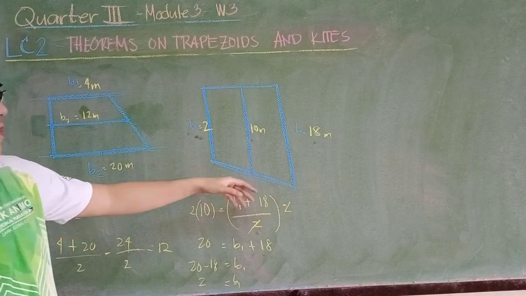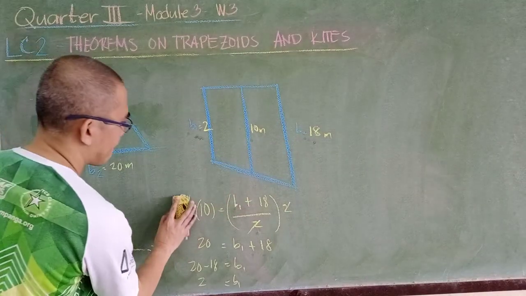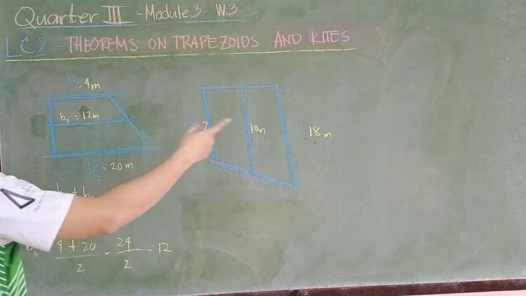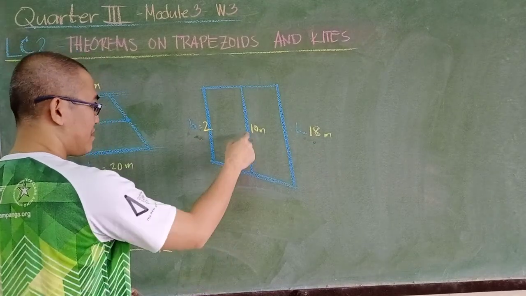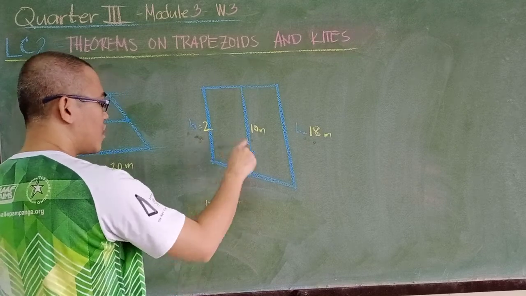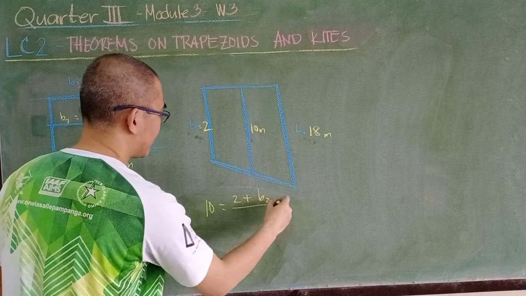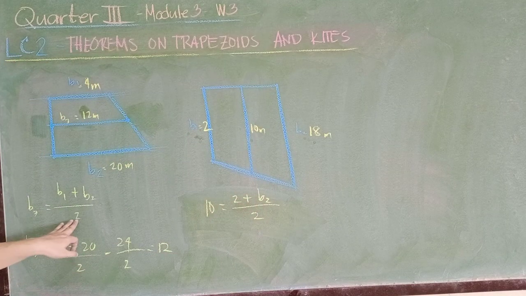Same din yung process kapag B sub 2 yung nawawala. Halimbawa, B sub 2 nawawala. Meron kang B sub 1, wala kang B sub 2. So alam natin yung gitna, makukuha mo kapag pinag-add mo yung 2 plus yung B sub 2. Halimbawa, yung B sub 2 hindi pa natin alam. Tapos i-divide natin sa 2. So parang ganyan. This time yung B sub 2 nawawala.